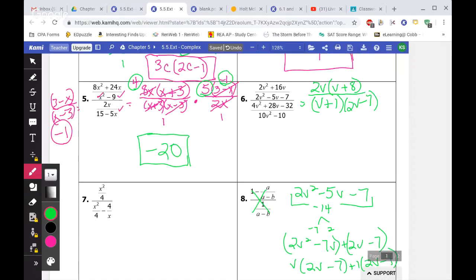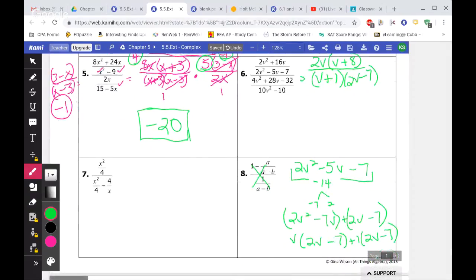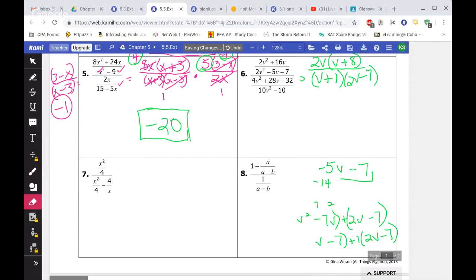And then the bottom one, let me erase that. I'm going to keep, flip, change. I didn't really leave myself a lot of room to do that.